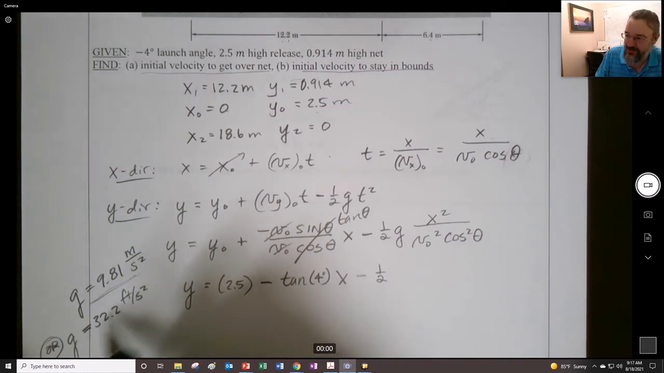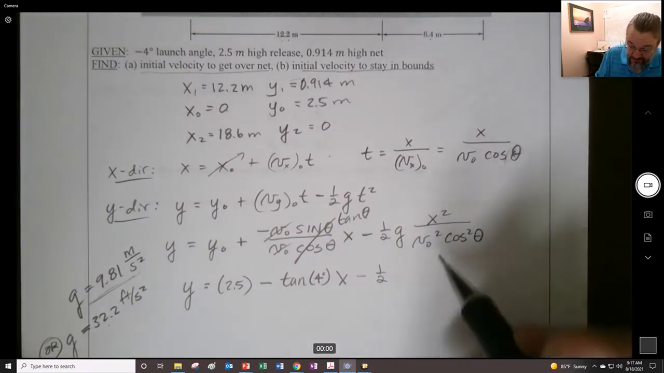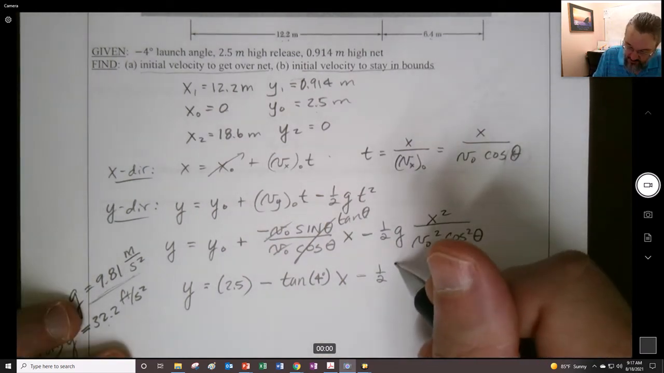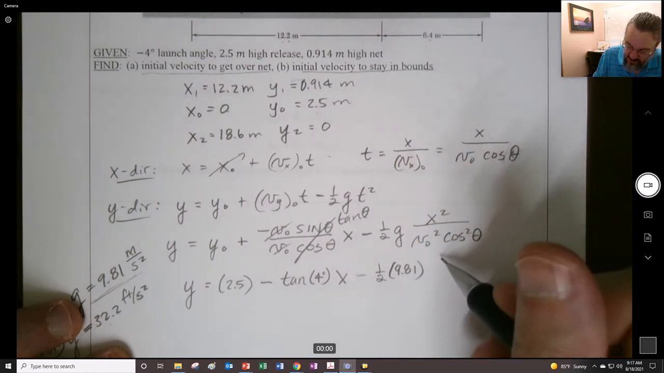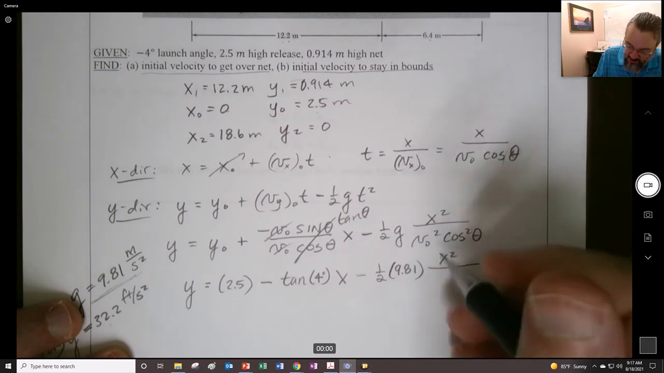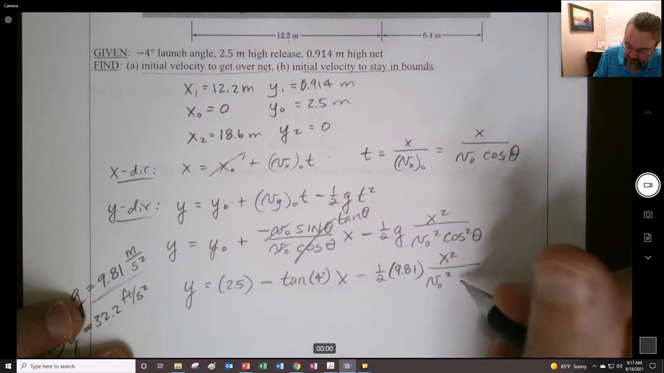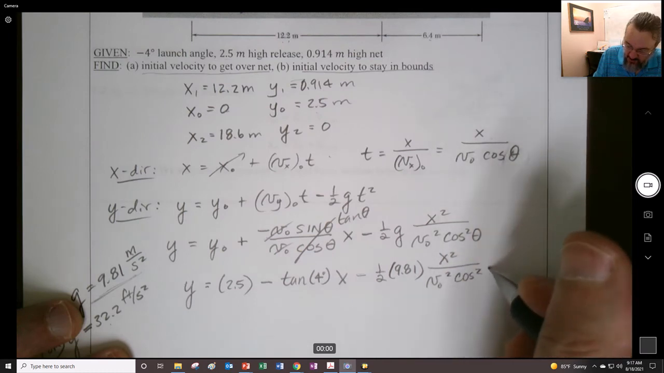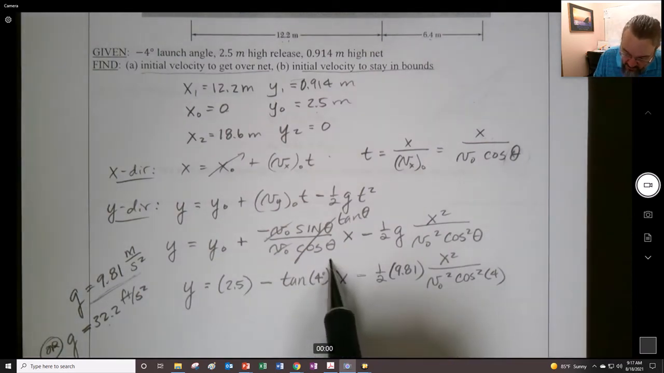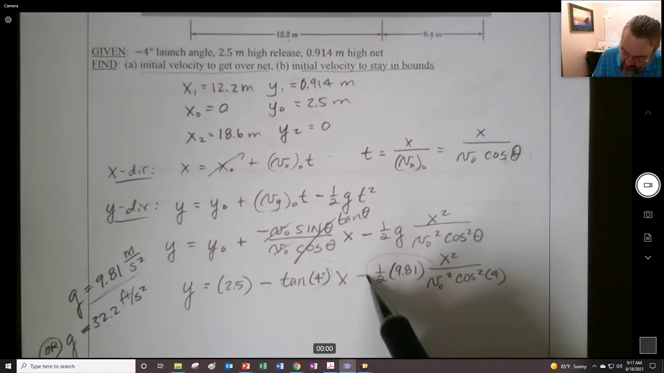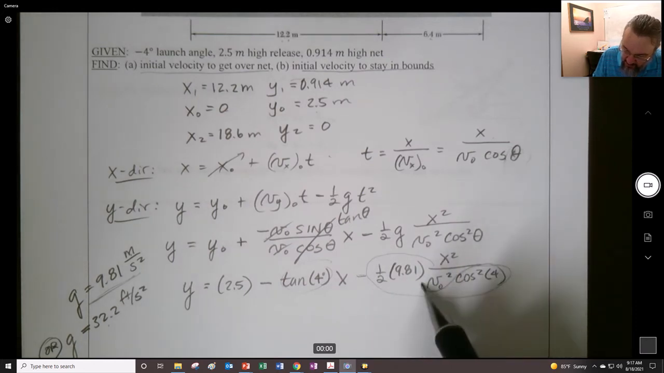And again, I think the physics department also would just go 32. It's not like they're wrong, but it's just kind of like tradition now at this point. 9.81 is what we stick in for g, and then we have x squared, and we have v naught squared, and then cosine squared of 4 degrees. Now we could turn all of that into a value.